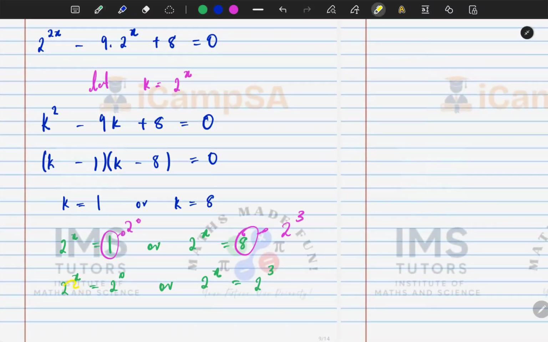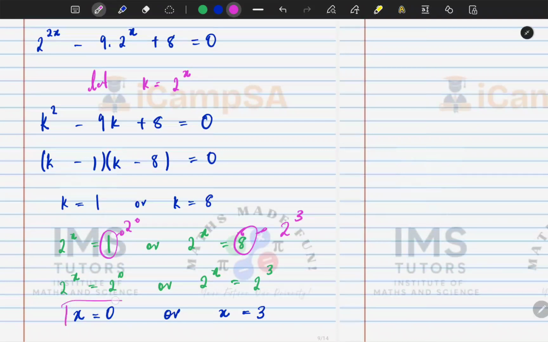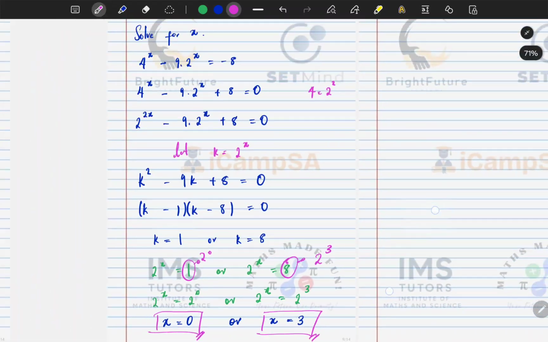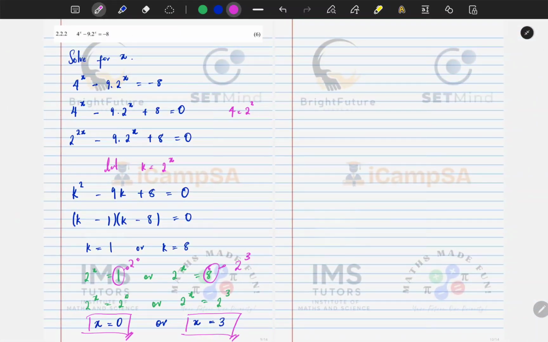So what happens when you have the same bases? You equate the exponents, right? So you have x is equal to 0 or x is equal to 3. Right, and that's it. You are going to end here, because you are not dealing with sets, so you don't have to prove and take the true and the false answer. So this is your correct answer. You have solved for x, and this is how you basically solve it.